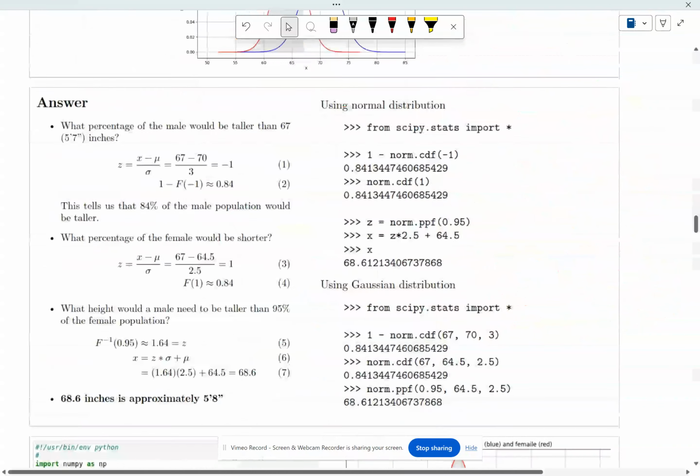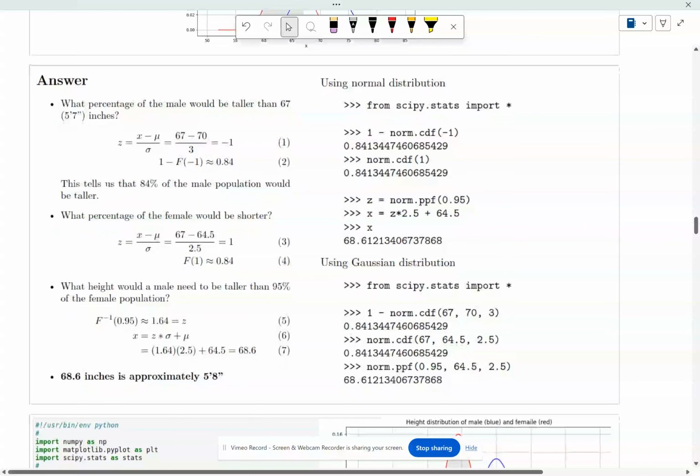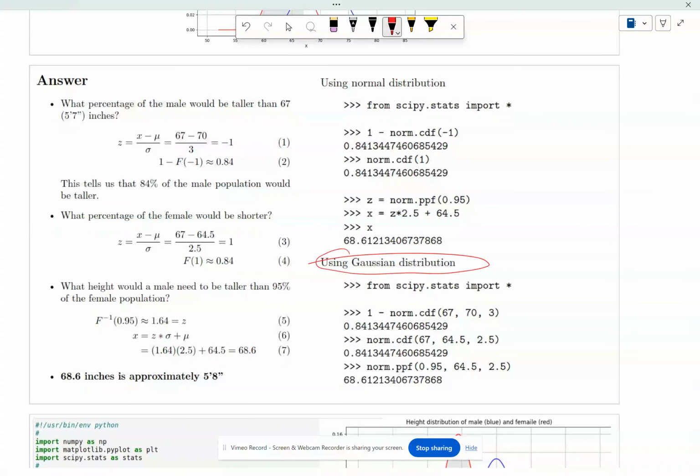We're going to move on. Okay, so let's look at the easiest version, which is just using a Gaussian distribution. What's the probability that it will be taller than 67 inches, given that the average is 70 and standard deviation is 3? Well, this will give you the probability of shorter, and 1 minus that will give you the probability that you'll be taller. So here it is. And now, what is the probability that a girl is shorter than 67 inches? Well, the female mean and the female standard deviation here, and then this gives you the value.